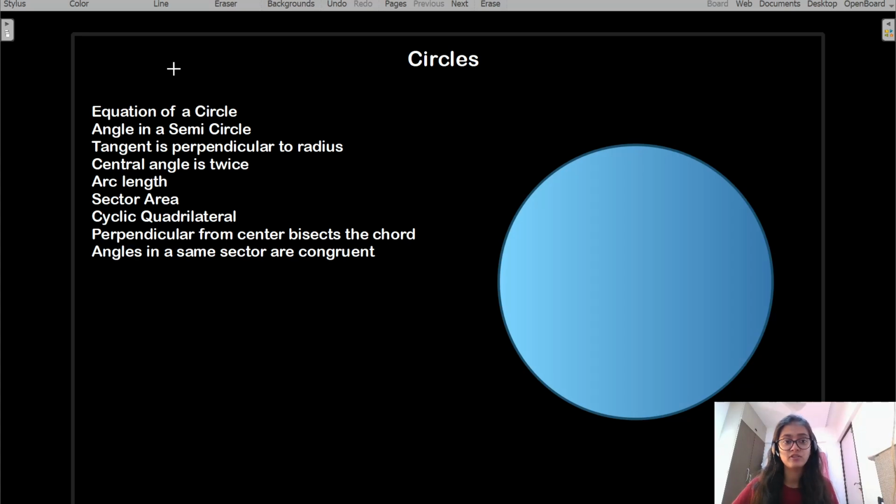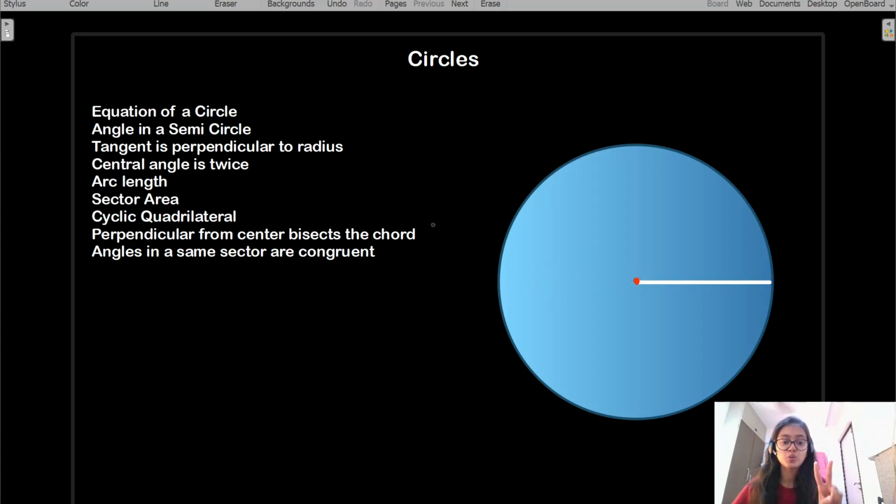First is equation of a circle. So in a Cartesian plane, in a two-dimensional space, everything has an equation. A line has an equation, a point has its coordinates, and similarly a circle also has its equation. So here I have this circle. Let's say this is the center of the circle, so that means that this is the radius.